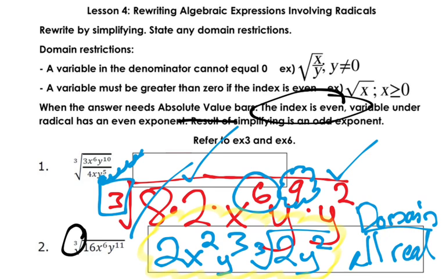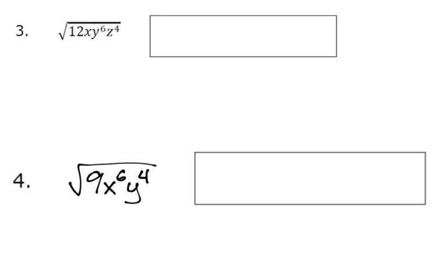Let's take a look at one that is going to have the absolute value rule come into play. And let's just go to the next problem. Take a moment to set up number 3 and leave some space for number 4. Pause if you have to. And okay, here we go.